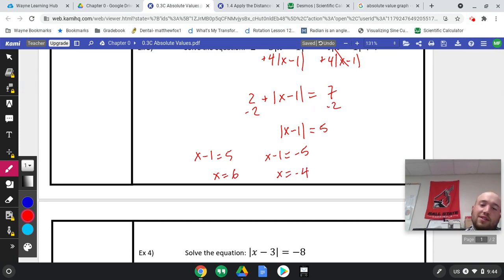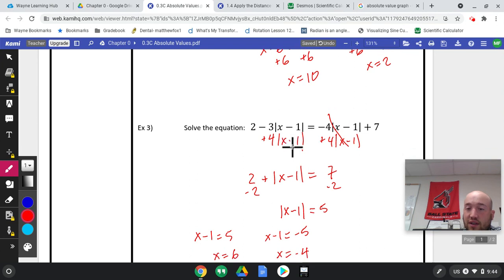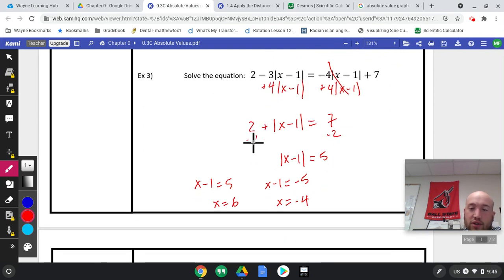Now let's make sure that this works because that was a little more complicated. So we take the 6 up here. 6 minus 1 is 5. Times that by negative 3, negative 15. 2 minus 15, negative 13. Okay, over here, 6 minus 1 is also 5. 5 times negative 4 is negative 20, plus 7, still negative 13. We could do it with the negative 4 also, but we'll get negative 5. But because it's the absolute value, it'll be the same thing, 5, and it will work as well.